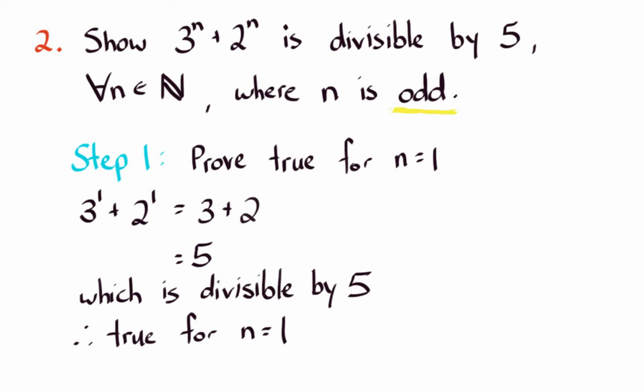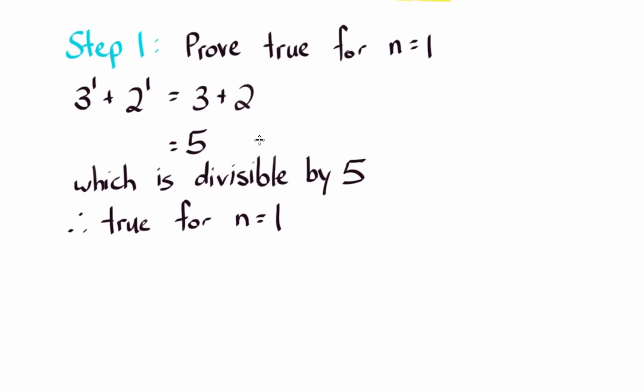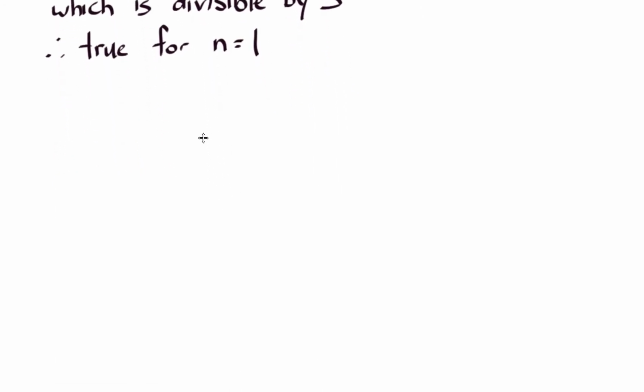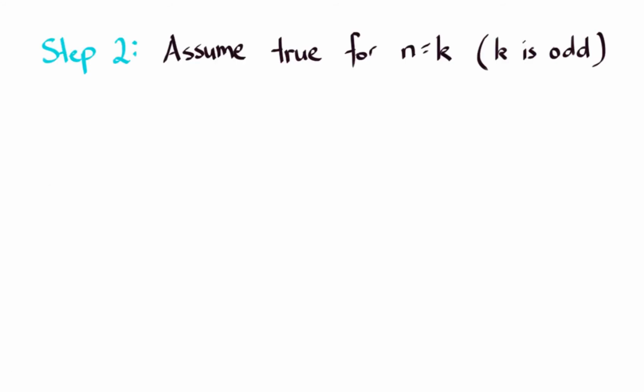Alright, step 2. We need to assume true for n equals k. However, n equals k must be an odd number. So 3 to the power of k plus 2 to the power of k, we want this to be divisible by 5, so I'll express it as 5 times some other natural number p. And there is our step 2 done.